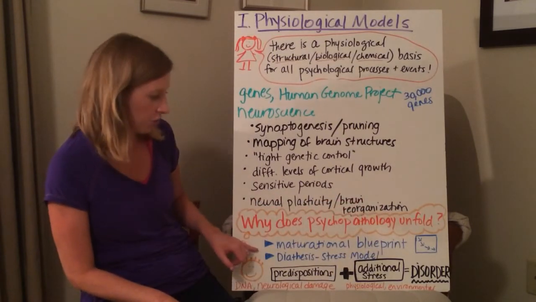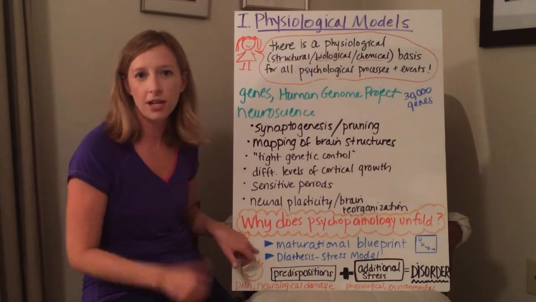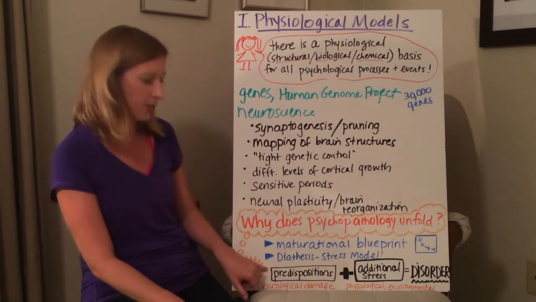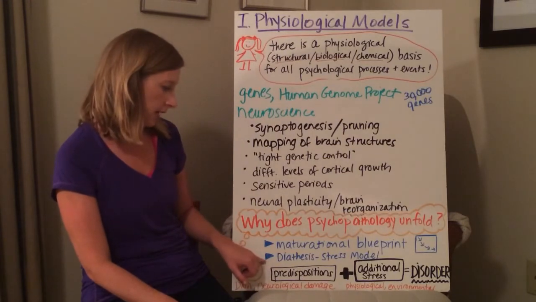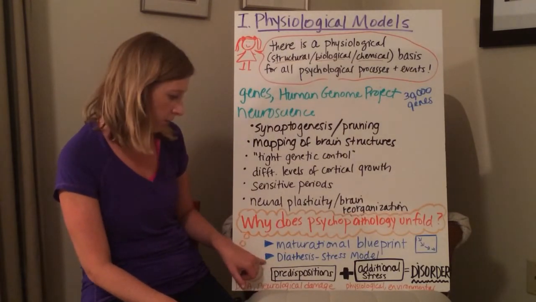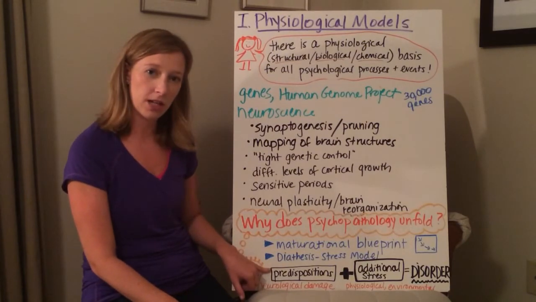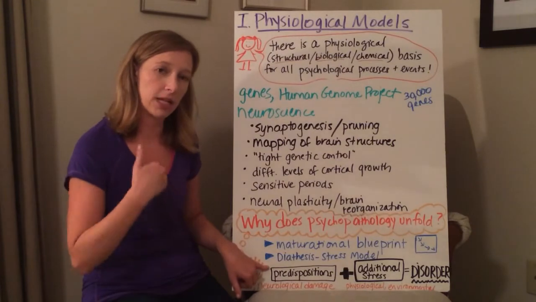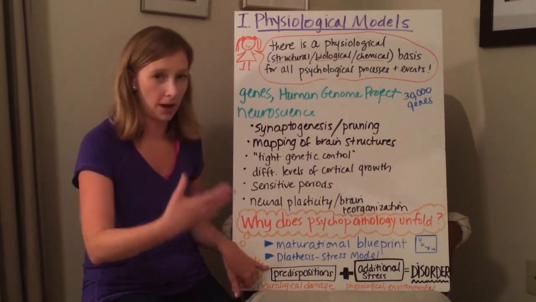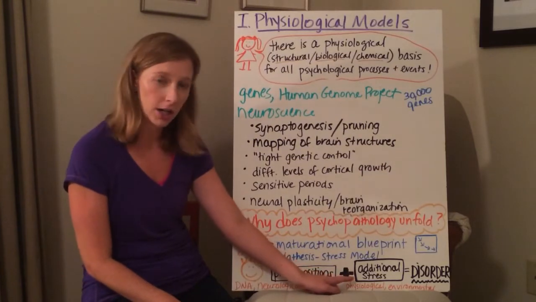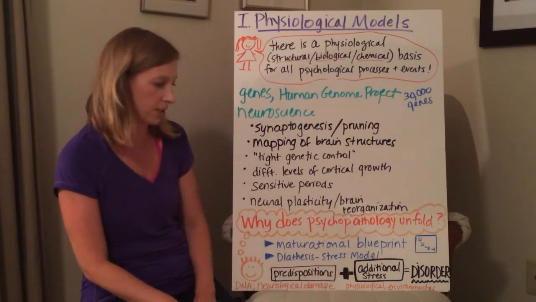The diathesis-stress model is really similar to the idea of nature-nurture. Diathesis is another word for a predisposition. So in this explanation, psychopathology happens when there is diathesis, or some predisposition, but the genetic predisposition is not enough to explain why psychopathology occurs. There needs to be some sort of trigger, an additional stress, and that's where the stress part comes in.